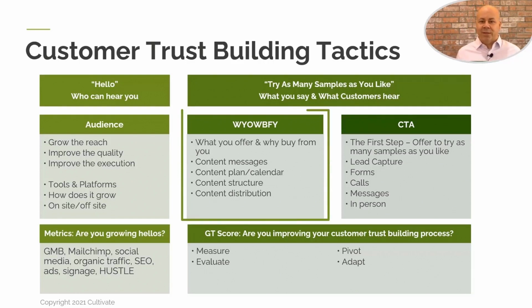So we need to look at the content messages that we're putting out. We need to look at our content plan or our content calendar, the frequency and the volume of content that we're producing. We need to look at the structure of that content and whether it's effective at accomplishing what we're trying to do. And we need to look at our content distribution.